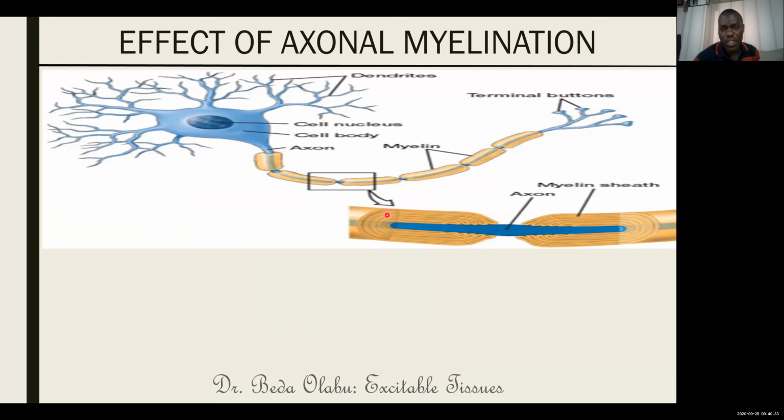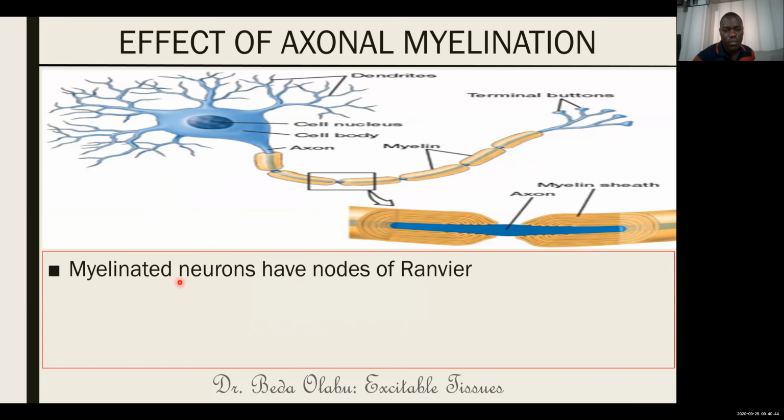What is the effect of actually myelinating an axon? Now, myelinated neurons have nodes of Ranvier. Consider this to be a myelin sheath, and this is another myelin sheath. Doesn't matter whether it is within the central nervous system or in the peripheral nervous system. We'll have a node of Ranvier there. Magnified will have this as a node of Ranvier, this region here.